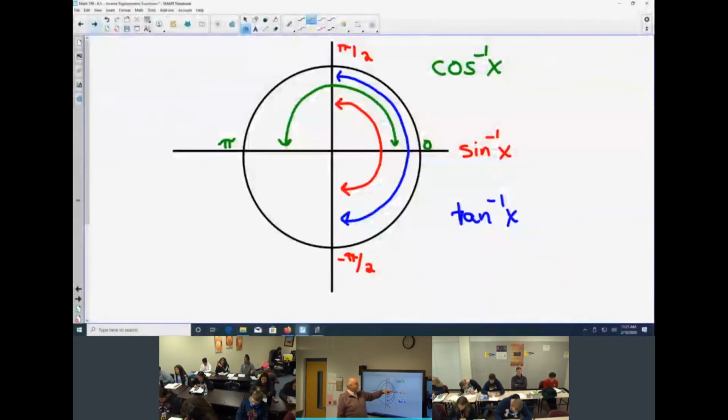So inverse sine, I was looking for an angle in quadrant 1 and 4. Inverse cosine was an angle in quadrant 1 and 2. And then inverse tangent is also in 1 and 4. So the colors help me too, if you've got colored pencils.